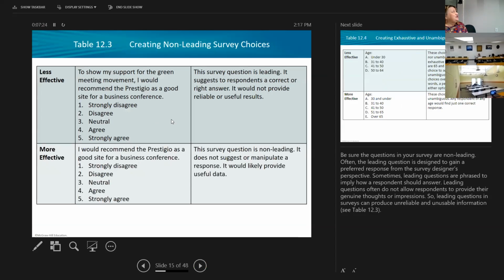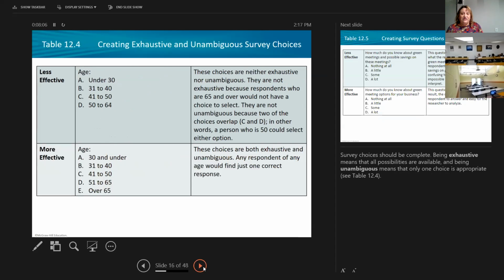Again, we want our questions to be non-leading. We don't want them to appear to be a right or wrong answer there. Less effective: to show my support for the green meeting movement, I would recommend the Prestigio as a good site for a business conference. And, you know, the way that is stated, it kind of suggests there is a correct answer. The second one is more effective, and that just says, I would recommend the Prestigio as a good site for a business conference. It doesn't say to show my support for the green meeting movement. That's the leading part of that strategy.